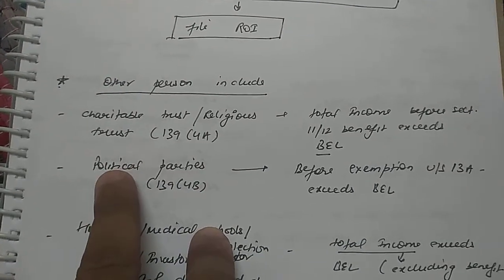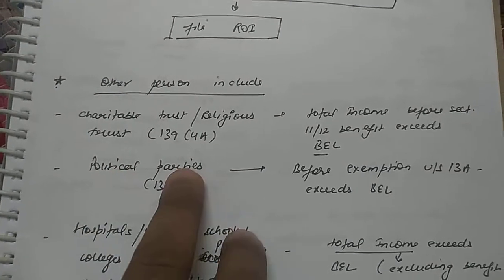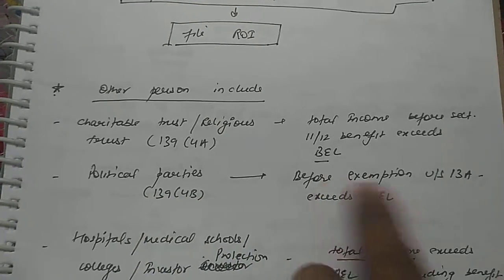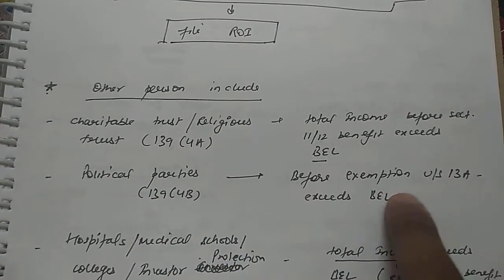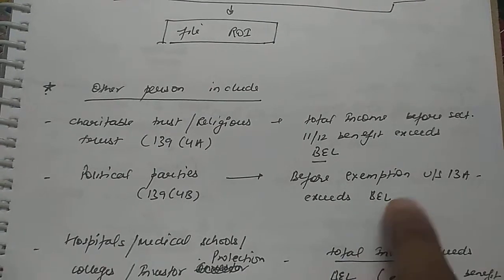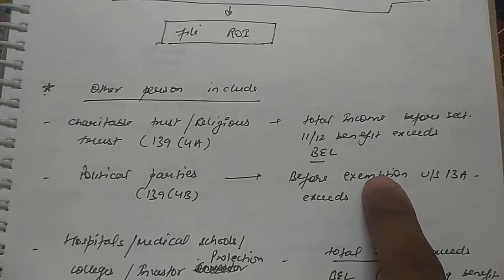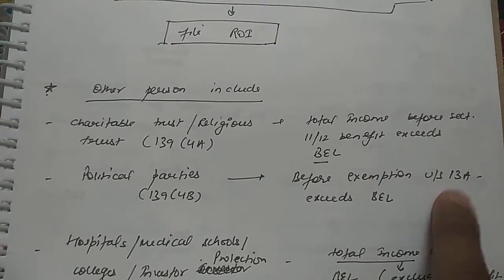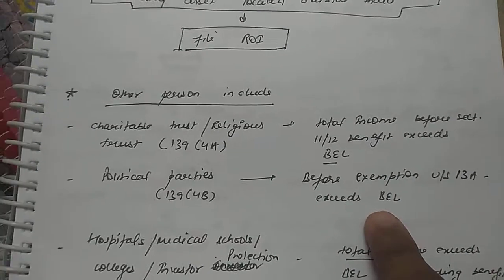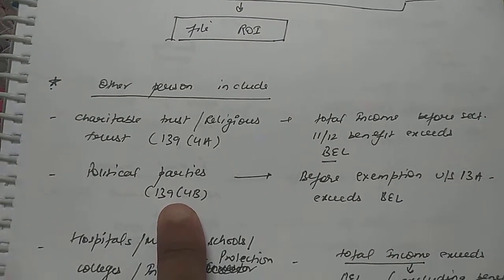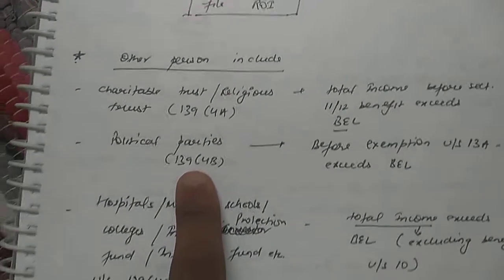If the taxpayer is a political party, then under section 139(4)(b), if their total income before the exemption under section 13A exceeds the basic exemption limit, then that political party is required to submit its return of income on or before the due dates.